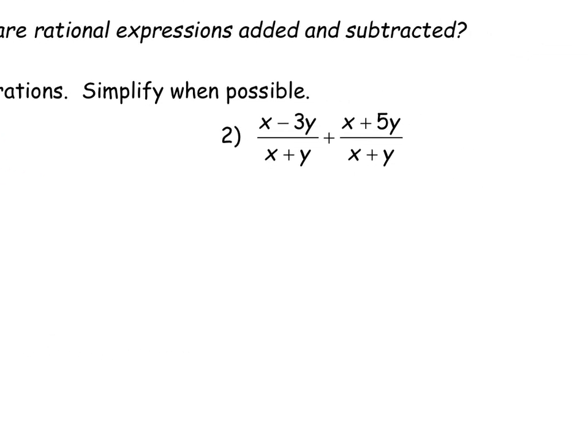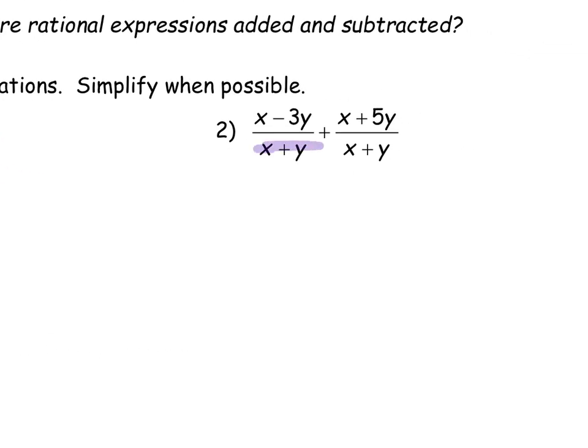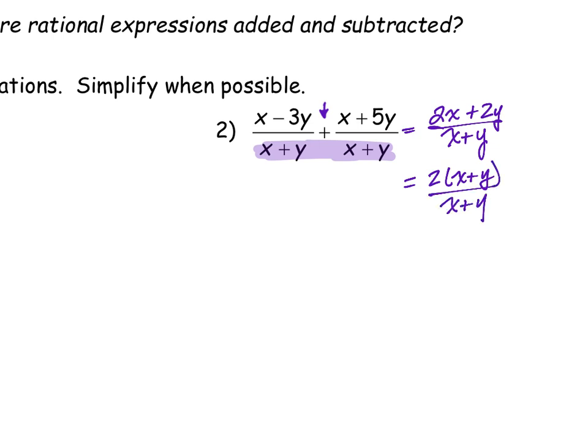Number 2, my denominators are still the same. They're x plus y, just a little more complicated, same denominator. And it's add, so I'm just going to add them together. So x plus x is 2x, and negative 3y plus 5y is 2y all over x plus y. Well, I can factor the top. I can take a 2 out of the top, and I get x plus y all over x plus y. So my answer is 2. Period.